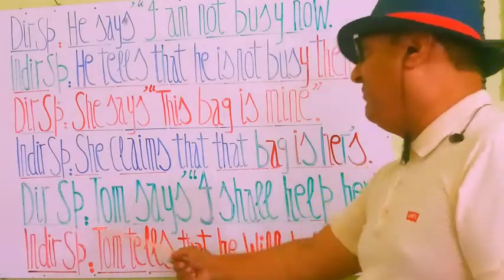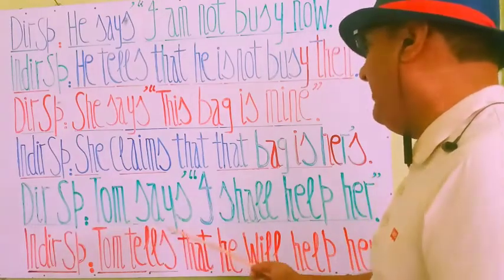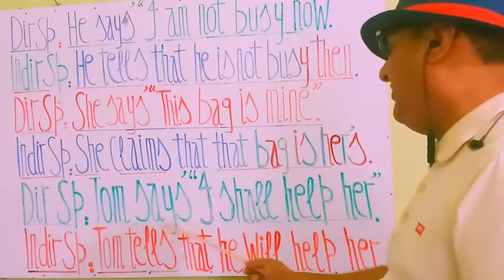Here is a direct speech statement. Tom says. Tom is a noun, it's the name of a person. Tom says, this is a present tense.